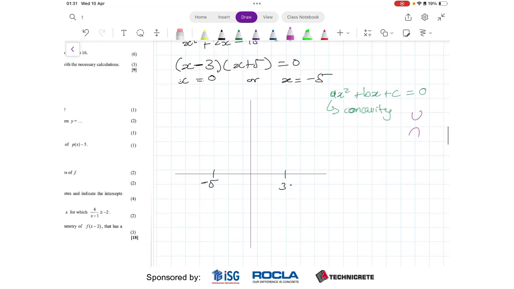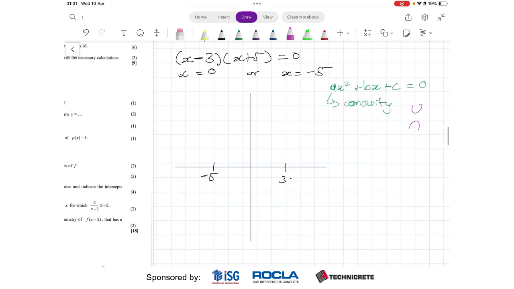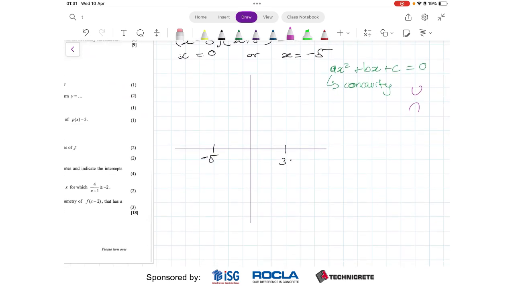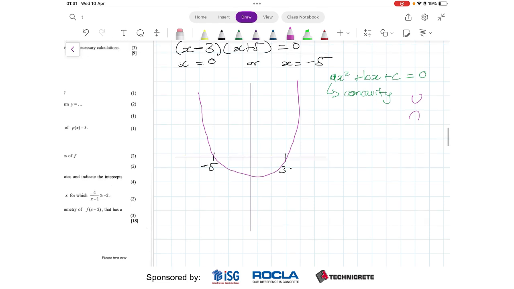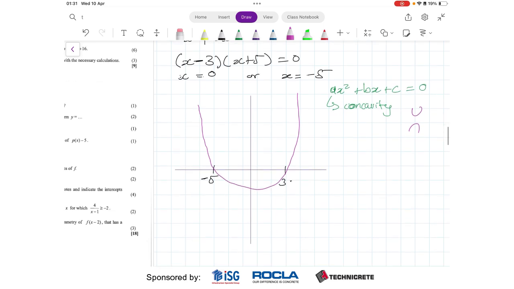So because in this situation our a is equal to a positive 1, it means our function will be concave up, or it will be smiling up essentially. Never mind the turning points and the intercepts. The only thing you need in this situation is the x-intercepts, which are your critical points.